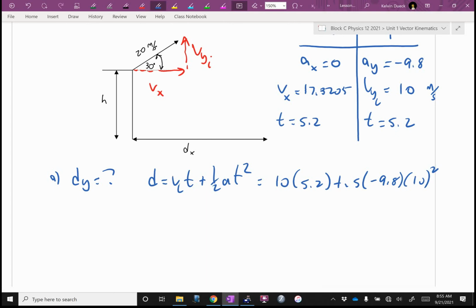What do you get? Mr. Dewick, my answer is looking... Do you get a negative answer? Does that make me nervous, or does that make me think I've done this right? This is finding a displacement, not a height. Did we end up above or below from where we started? So the fact that I got a negative, I probably set this up right.